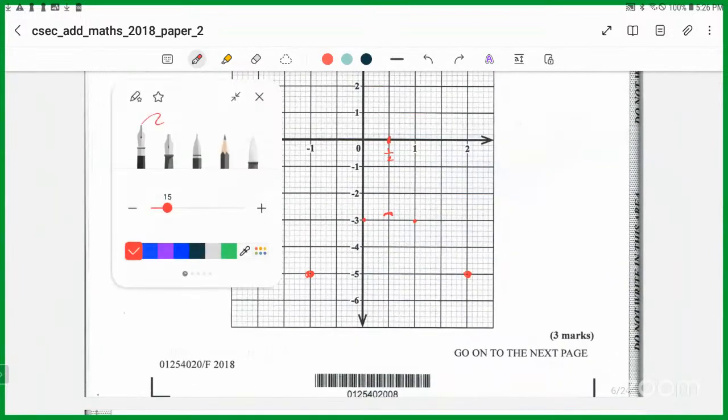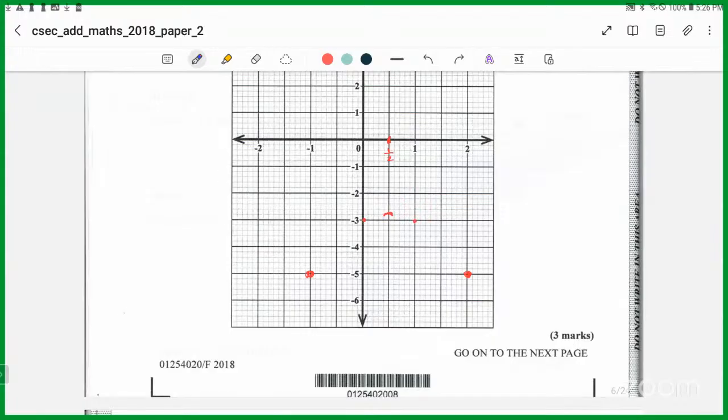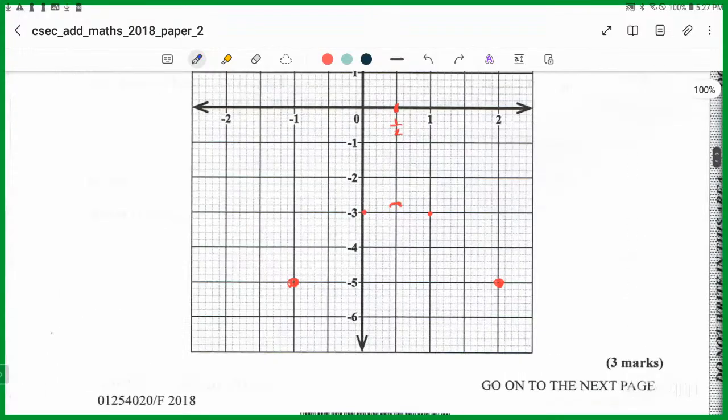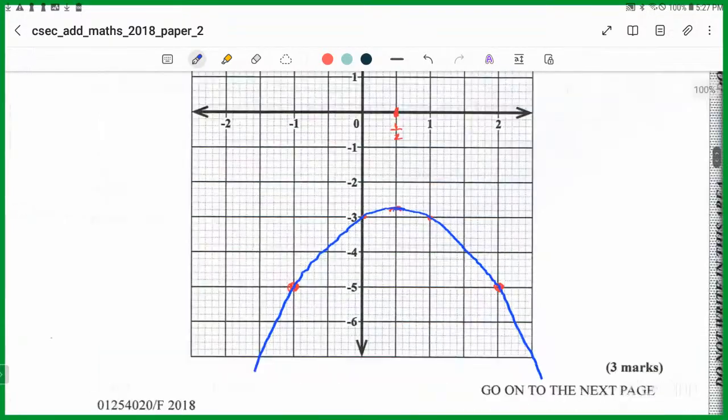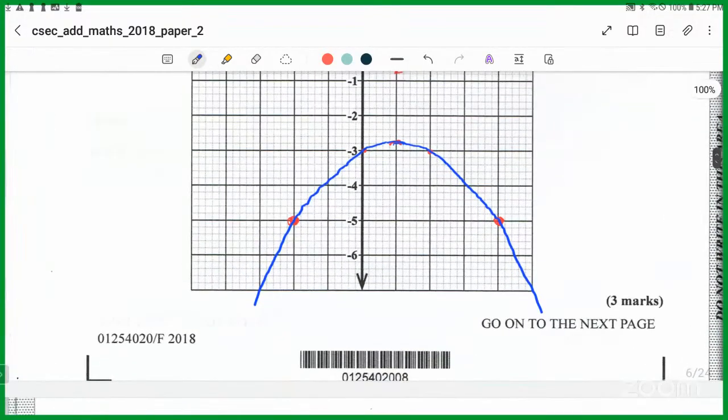You can sketch the graph through those points now. Right, so it goes like this. If you draw that, it's good enough. Something like that. I will give them that. And write sketch of g of x.